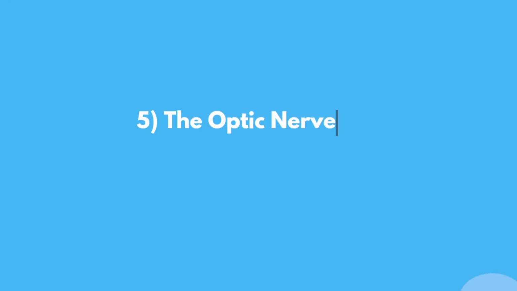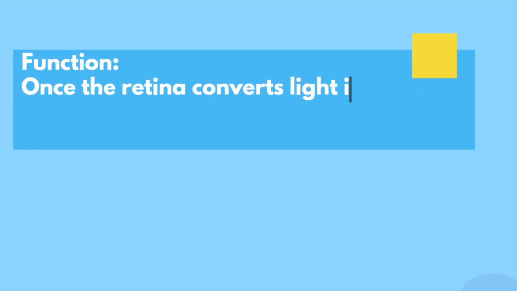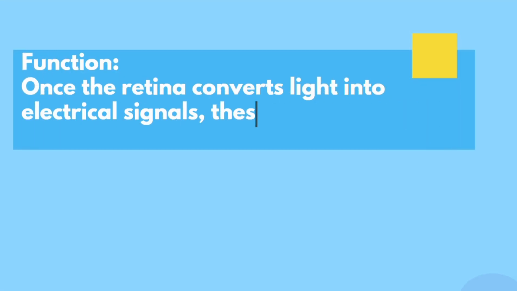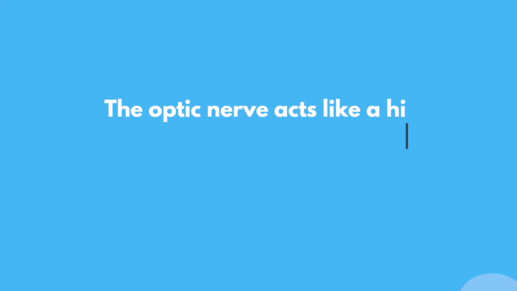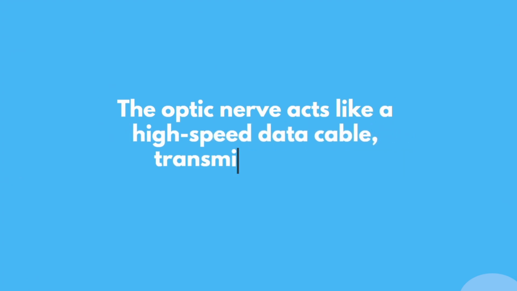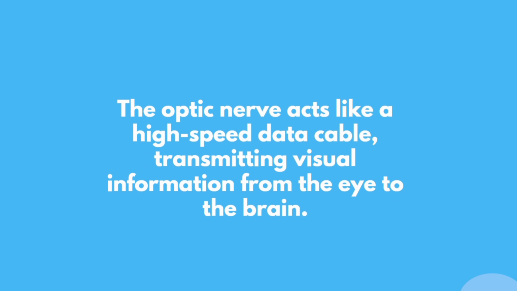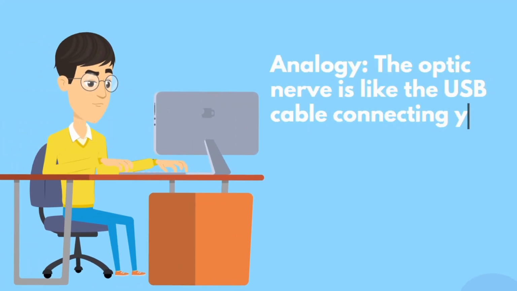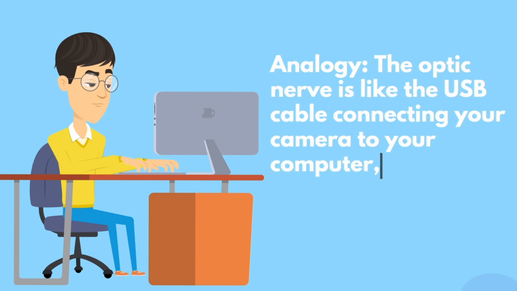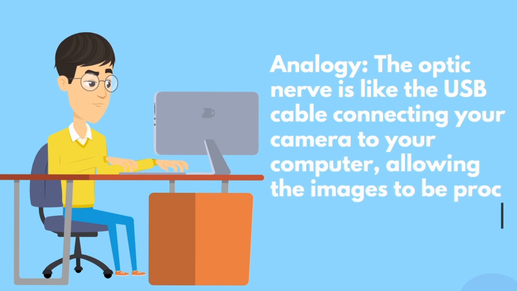5. The optic nerve. The visual messenger. Function. Once the retina converts light into electrical signals, these signals are sent to the brain through the optic nerve. The optic nerve acts like a high-speed data cable, transmitting visual information from the eye to the brain. Analogy. The optic nerve is like the USB cable connecting your camera to your computer, allowing the images to be processed and viewed.